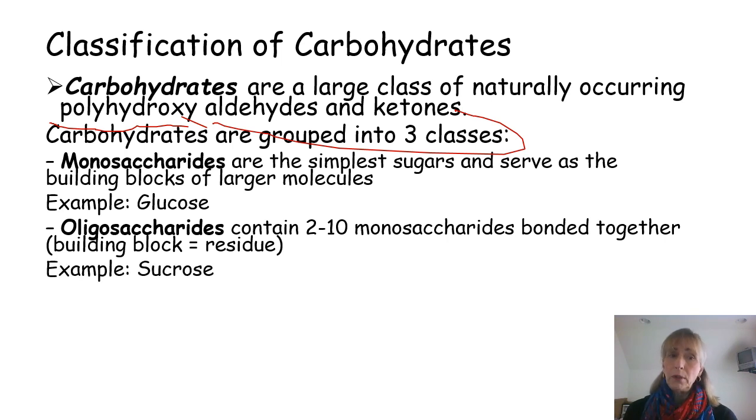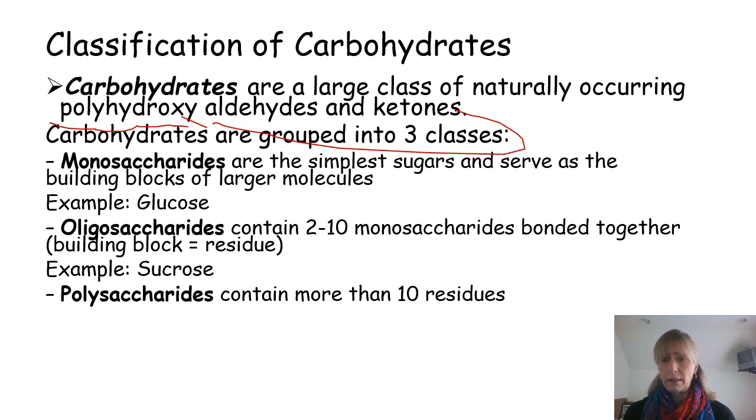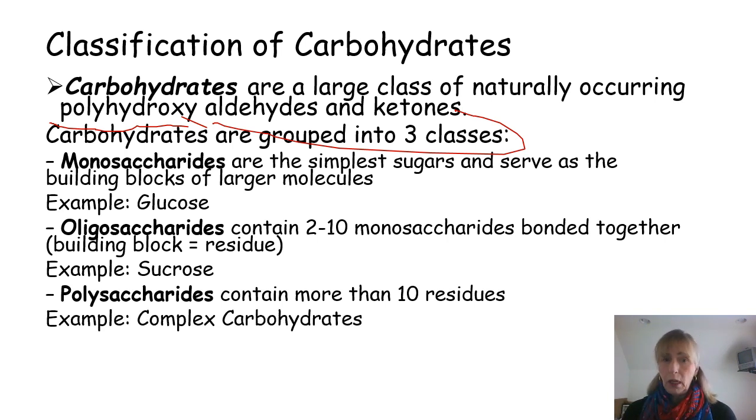And an example of an oligosaccharide, which is a disaccharide, is sucrose, as a matter of fact, and we'll see it later on. And then we have the polysaccharides. Polysaccharides contain more than 10 residues. Residues, again, being monosaccharides. And an example of polysaccharides would be complex carbohydrates. And we're going to, again, see those near the end of our discussion on carbohydrates. We'll cover each of these individually. Okay.